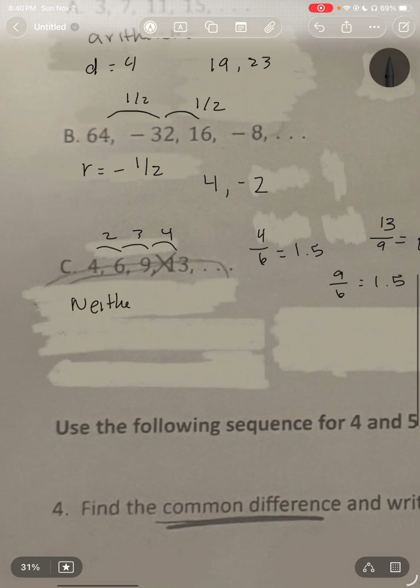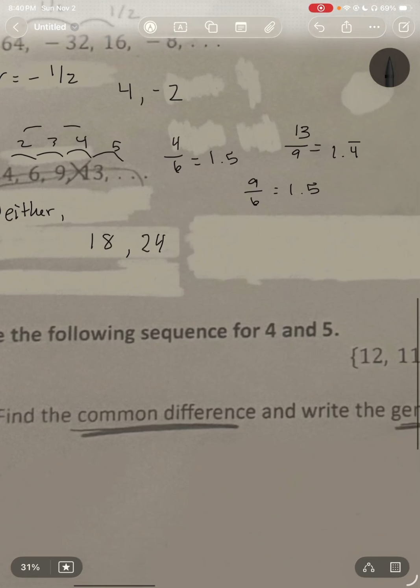However, we can tell what the next numbers will be because they always seem to increase by 1. So from 13, the next number will increase by 5. So 13 plus 5 is 18, and then 18 plus 6 is 24. So there's our answer for that one.